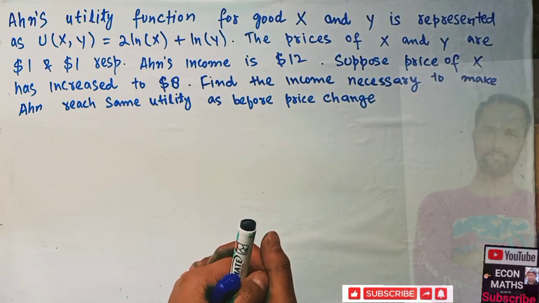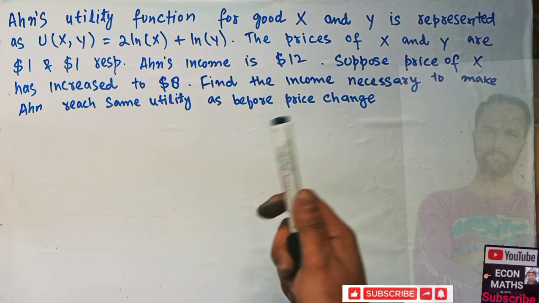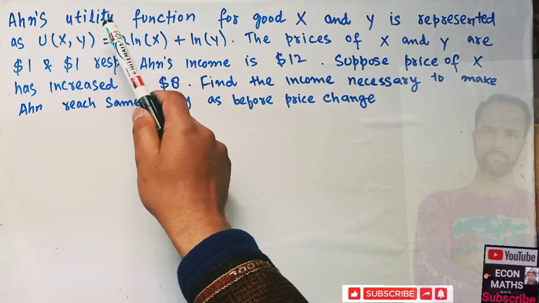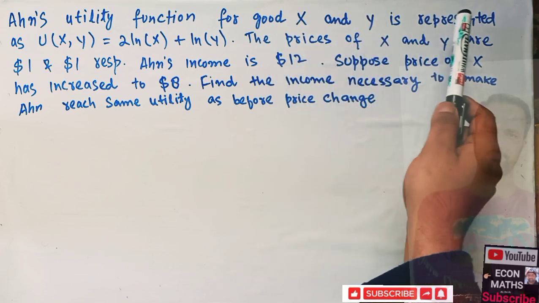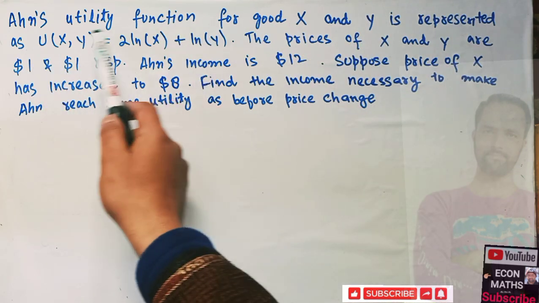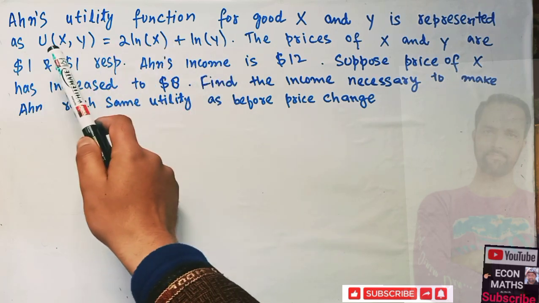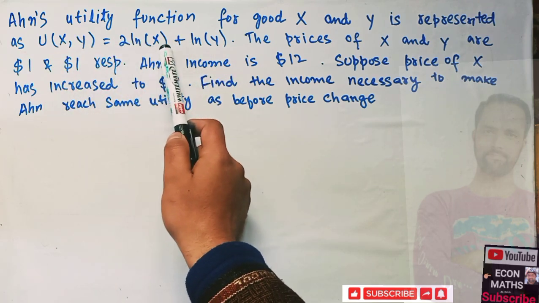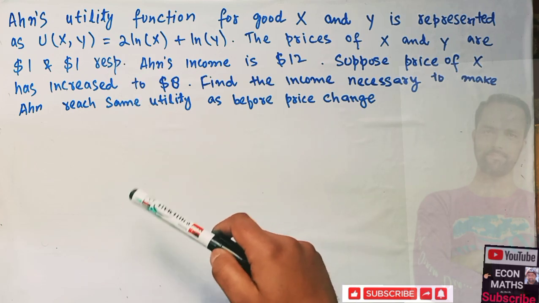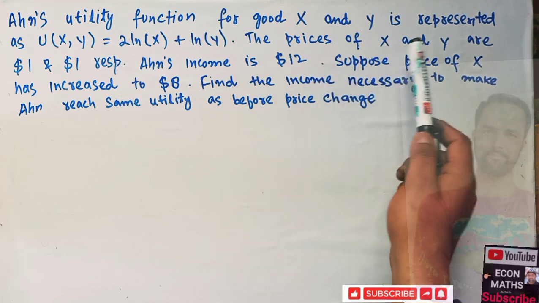In this video, we will try to solve a problem on utility maximization that was asked by a brother on the Econ Maths Telegram channel. The question is like this. Ahan's utility function for goods x and y is represented by this utility function. We have a person, Ahan. His utility function is given by U(x,y) = 2 ln x + ln y, where ln is the natural log.